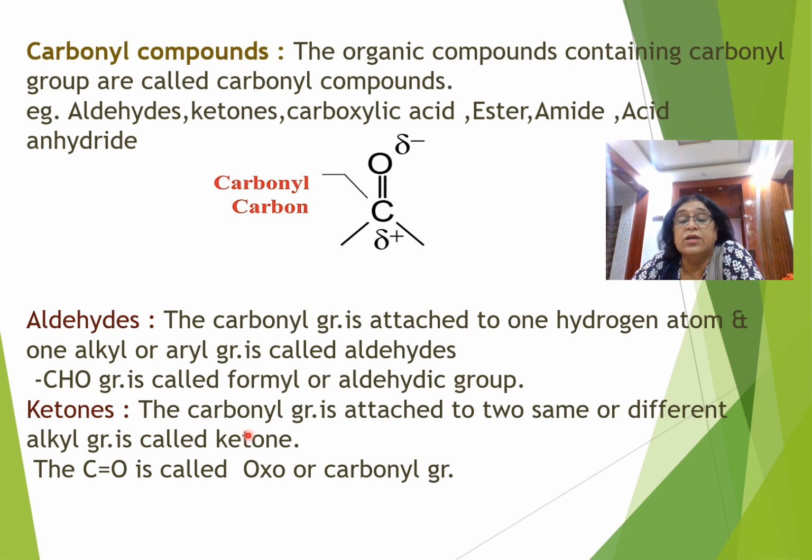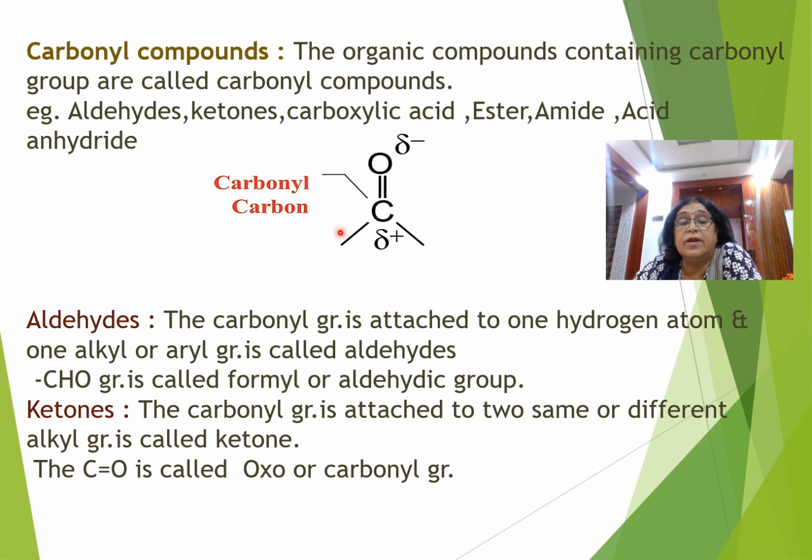Then ketones. Ketones are those compounds that contain two alkyl groups, two aryl groups, or one alkyl and one aryl group. Aryl groups can be the same, alkyl groups can be the same or different. So when the two valencies of the carbonyl group are satisfied by both alkyl groups, or aryl groups, or alkyl and aryl groups, then it is called a ketonic group.